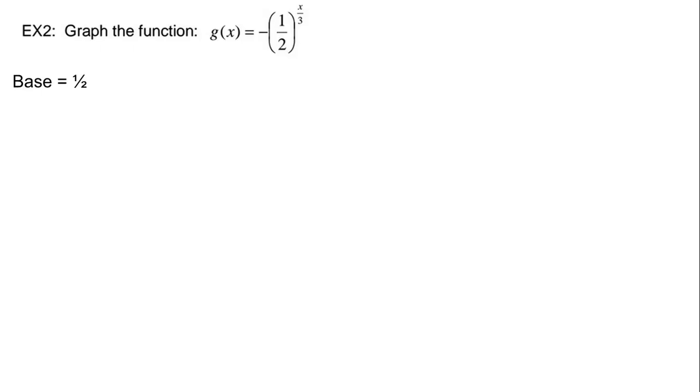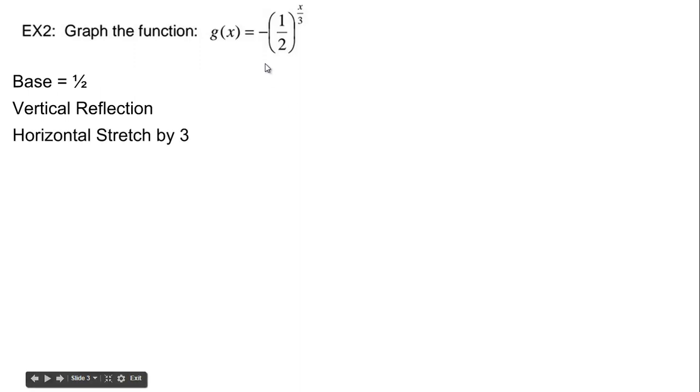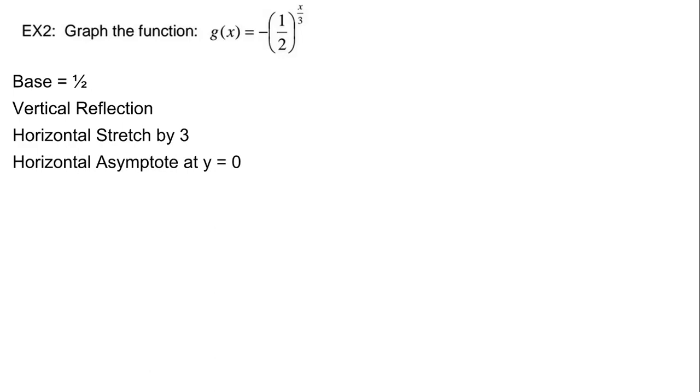The next one, we've got a base of a half, so we're actually going to use the 1/2 graph. If you wanted to use the 2 graph, you just have to incorporate a horizontal reflection. So that makes things a little bit easier because you don't have to do the base graphs for half or a third. You could just use the base for 2. We've got a vertical reflection from the negative on the outside. And the x over 3 is actually incorporating a horizontal stretch by a factor of 3. Horizontal asymptote is at y equals 0 because there is no vertical shift up or down.